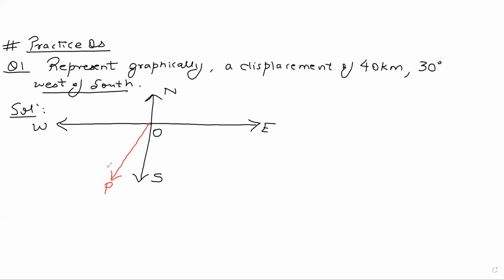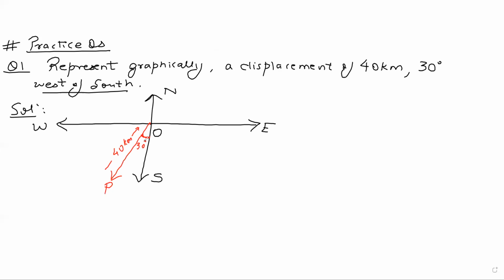What is the length of this vector? The length of this vector is 40 kilometers, and it is making an angle with the axis of how much? 30 degrees. So you can see I've drawn a vector OP. It is going in the southwest direction. 30 degrees is the angle made with the y-axis, and 40 kilometers is the displacement of this vector.